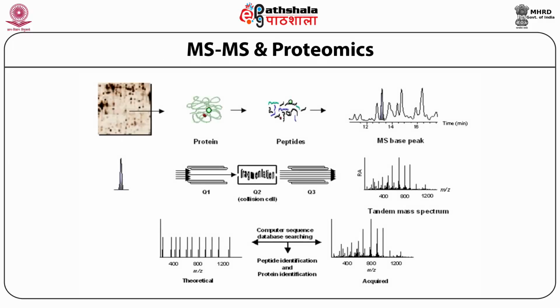This shows the experiment based on MS/MS for proteomic analysis. First, the proteins are digested and they go for MS-based peak identification by peptide mass fingerprinting. Then the second collision cell can be utilized for tandem mass spectrometry, and you will get an MS/MS spectrum which is further utilized for protein identification using bioinformatics tools.